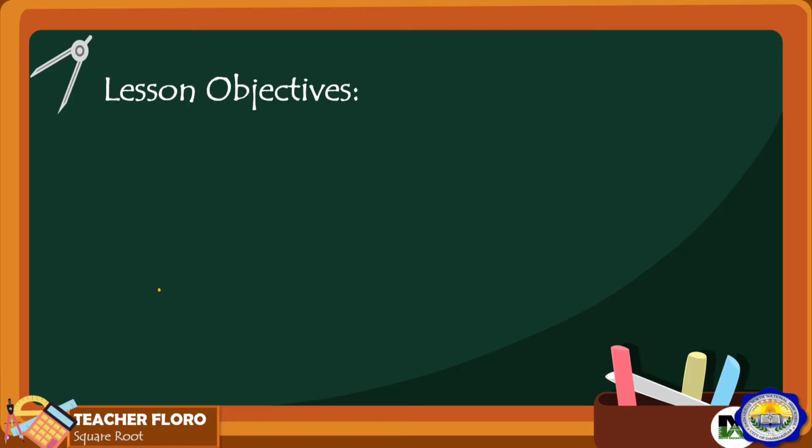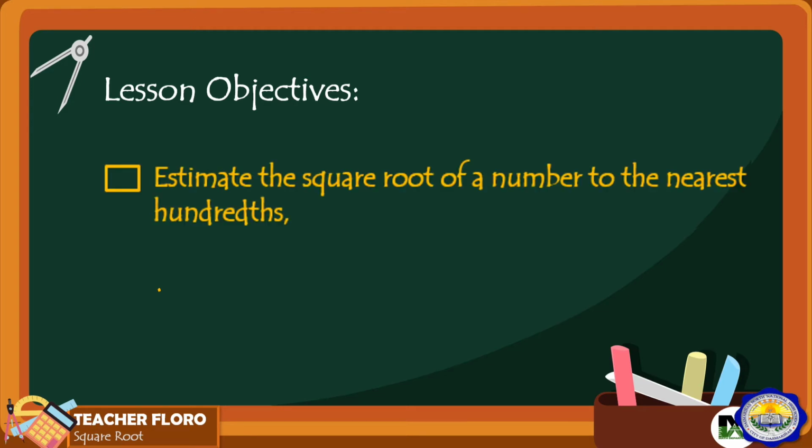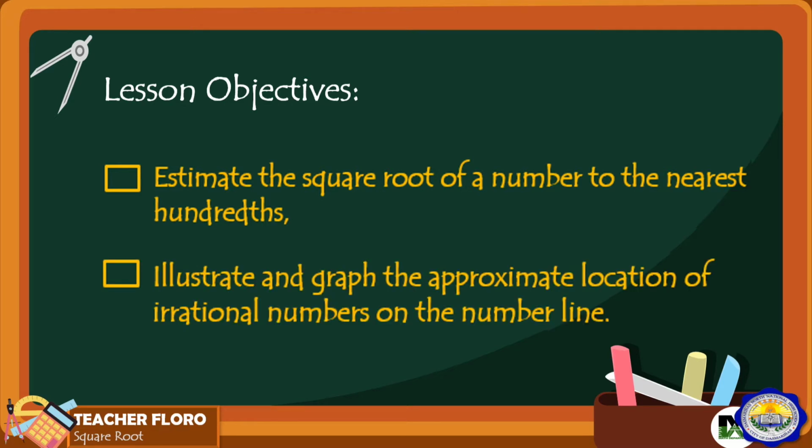By the end of the lesson, the students are expected to estimate the square root of a number to the nearest hundredths. Then, illustrate and graph the approximate location of irrational numbers on the number line.